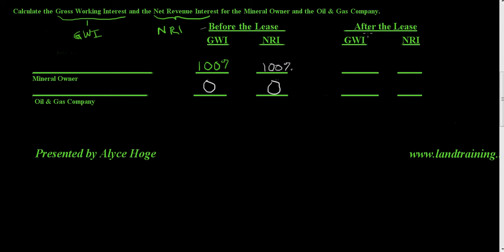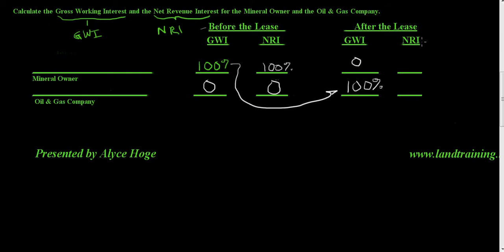And so after the lease, the mineral owner is giving his gross working interest to the oil and gas company. So now the oil and gas company owns 100% of the working interest, and that leaves zero for the mineral owner. So if they have any bills, which we know there are going to be, the oil and gas company is going to be the one to bear those costs.